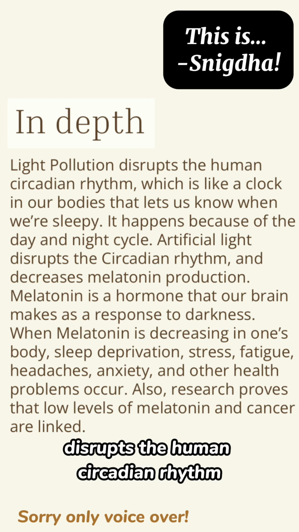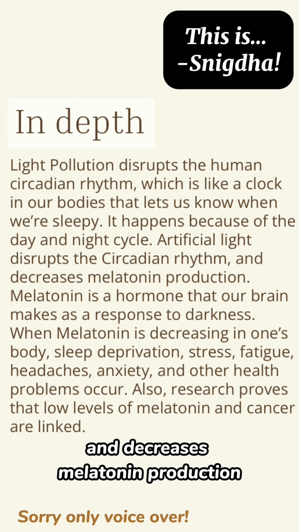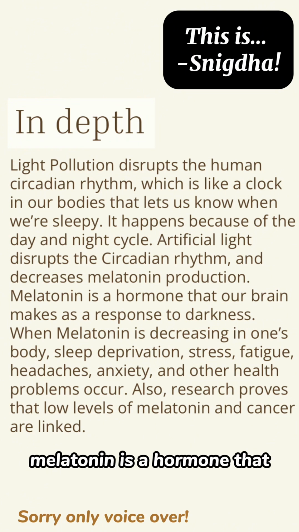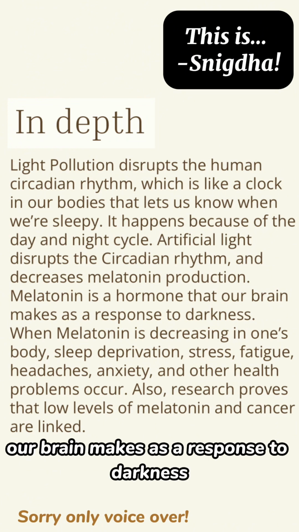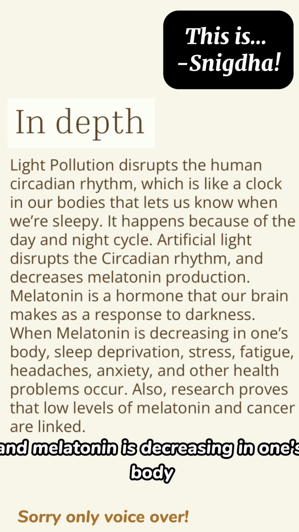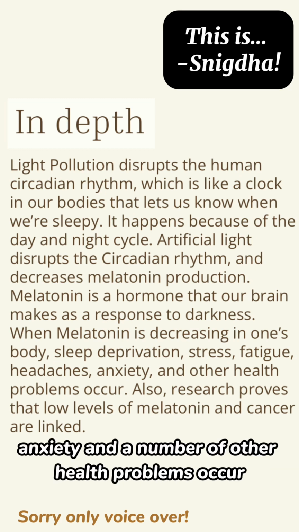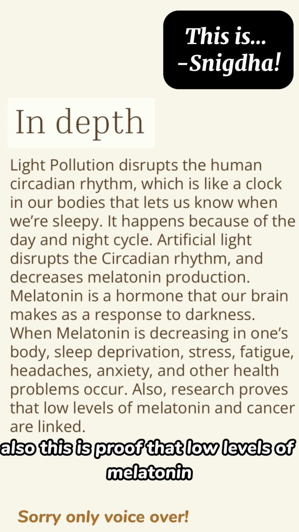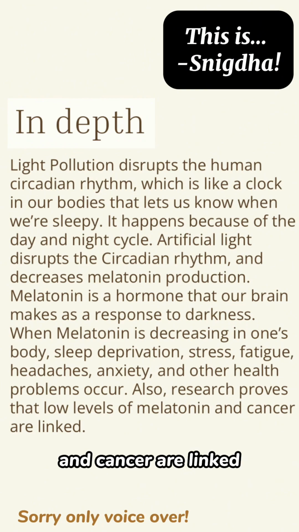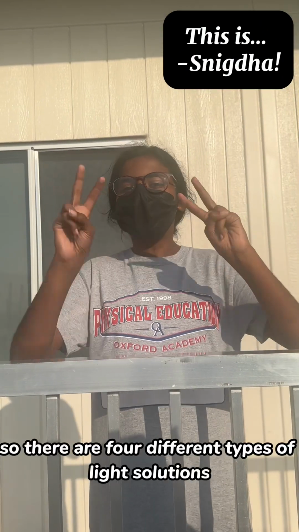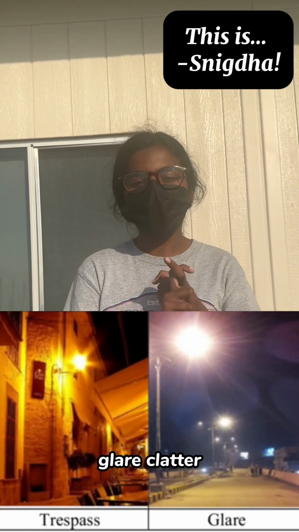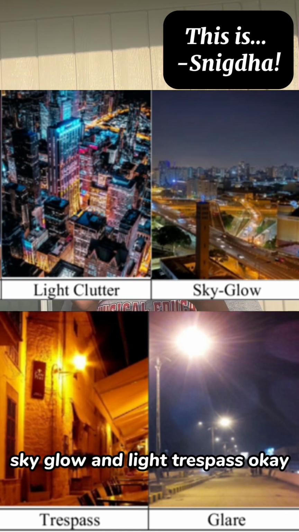Artificial light disrupts the human circadian rhythm and decreases melatonin production. Melatonin is a hormone that our brain makes as a response to darkness. When melatonin is decreasing in one's body, sleep deprivation, stress, fatigue, anxiety, and a number of other health problems occur. Also, research proves that low levels of melatonin and cancer are linked. So there are 4 different types of light pollution: glare, clutter, sky glow, and light trespass.